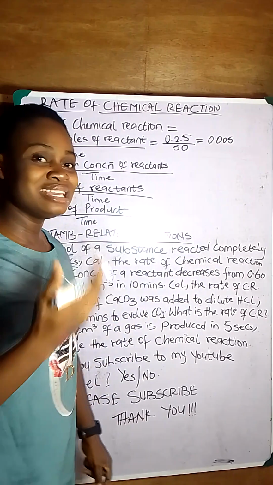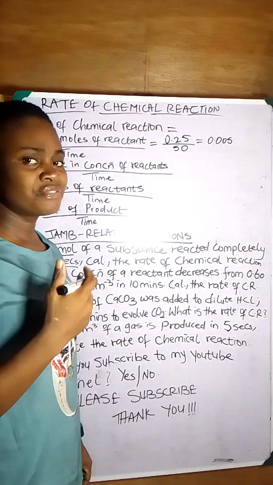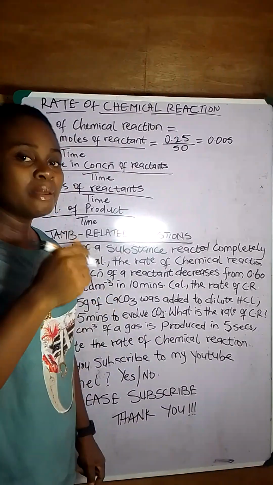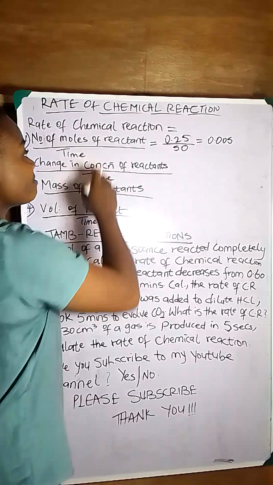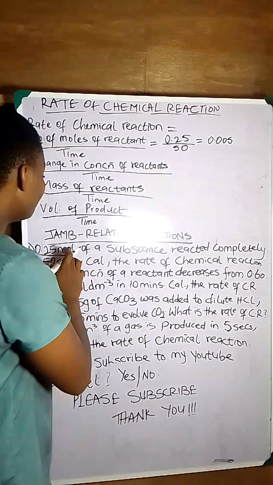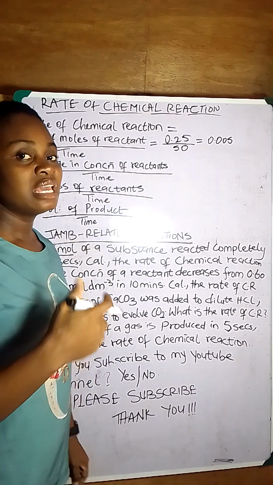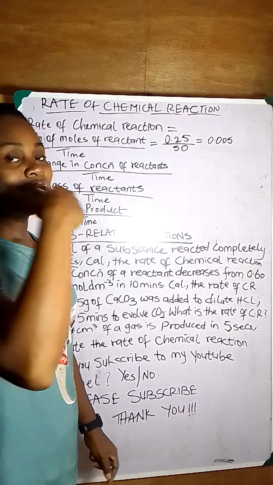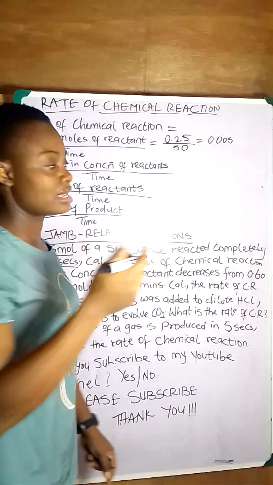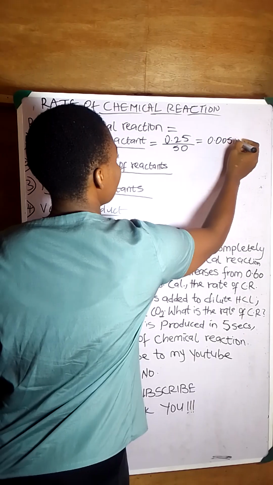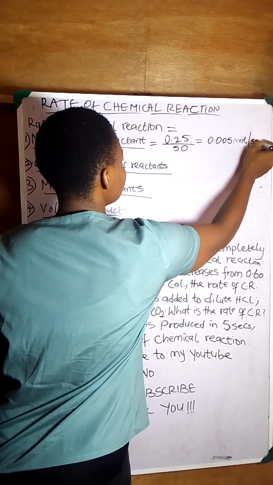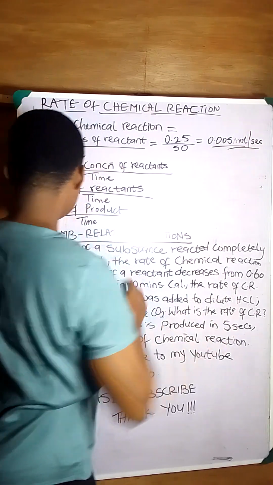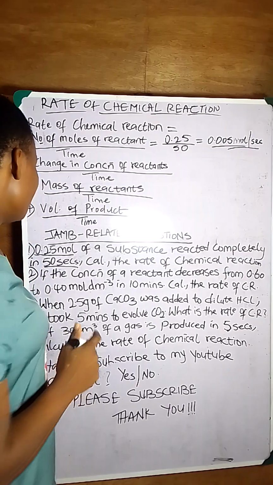And then what is the unit for rate of chemical reaction? Very, very important. It depends on the variable that is given to you. Here, mole and second is given. Invariably, your answer for rate of chemical reaction has to be in mole per second. So the unit here is mole per second. Beautiful. Let's go back to question number 2.